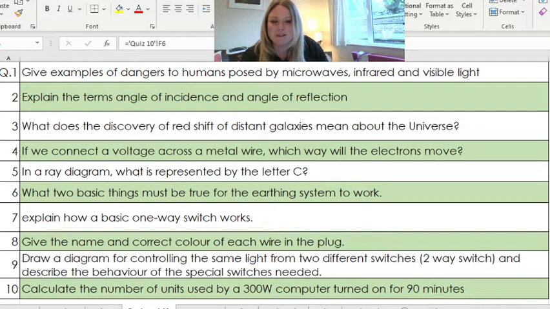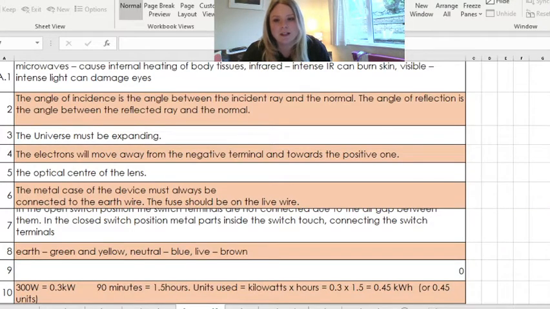Hi Year 12. So start off retrieval roulette, get answering these in your workbook for me. Thank you. Okay, so here's the answers. I will draw that answer to question 9 in just a wee second here. Okay, so get the rest of them marked there for me.